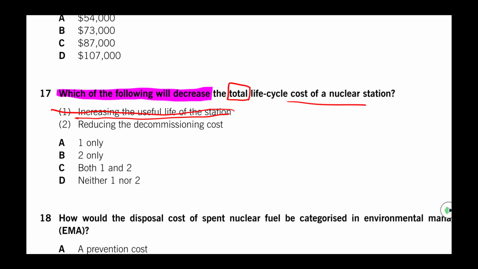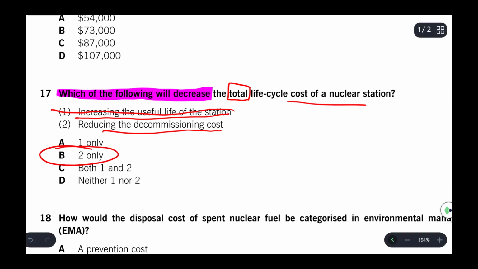Reducing the decommissioning cost. Well, if we reduce the decommissioning cost, we spend less money at the end of the life cycle shutting down the plant. That will reduce the total cost of that nuclear station. So I'm liking answer B, 2 only.